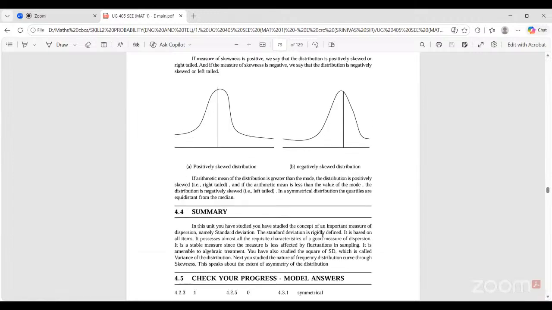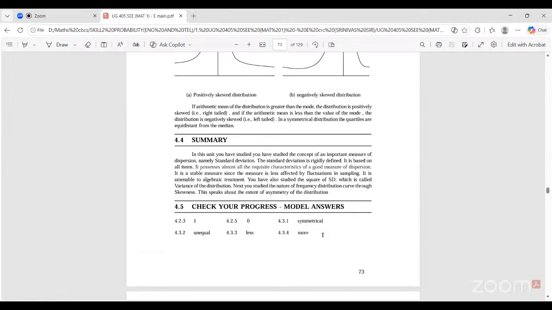It is positively skewed or negatively skewed. In this unit, we have studied the important measures, namely the mean and standard deviation. They are rigidly defined, based on all the items, and are good measures of dispersion, stable since they are not affected by fluctuations, and amenable to algebraic treatment. We also studied that the square of the standard deviation is called the variance of the distribution. Any doubts, ask me.